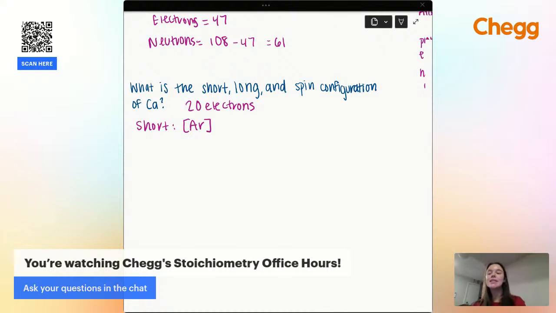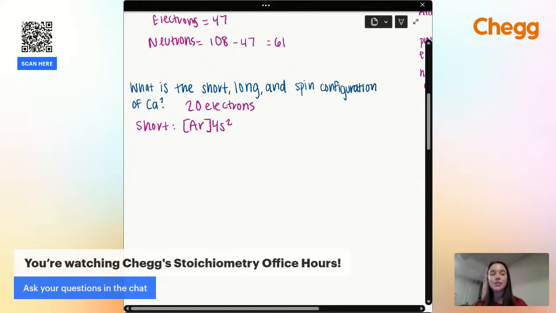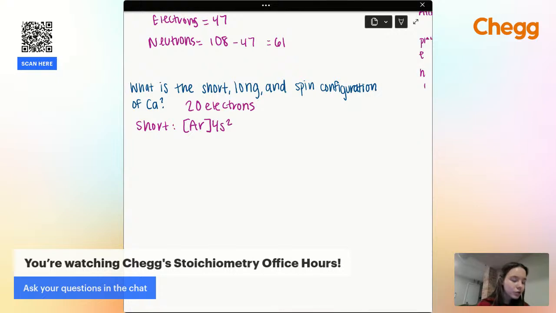It is 4s2. If you said 4s2, give yourself a pat on the back. We just represent 4s2. That represents potassium and calcium. So that's our short. Now we need our long electron configuration, which means we can't use the shortcut of argon. We just need to use the whole and do the whole electron configuration.